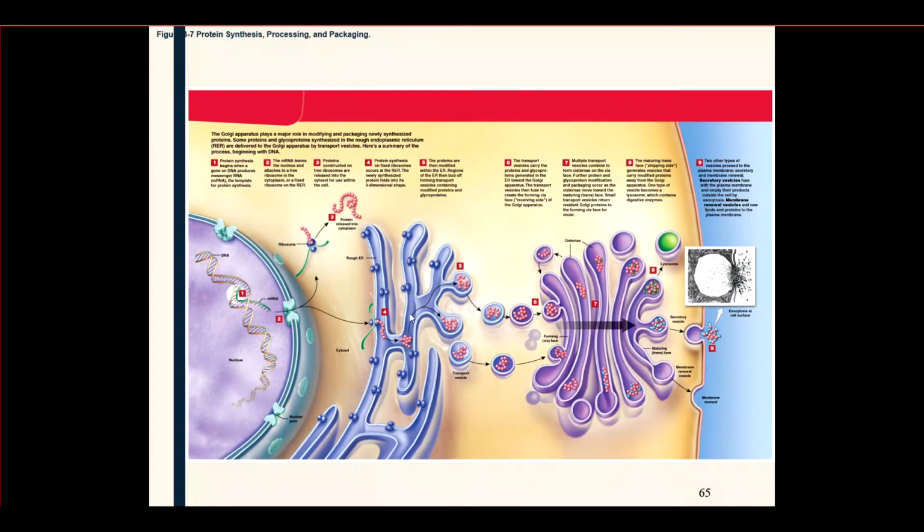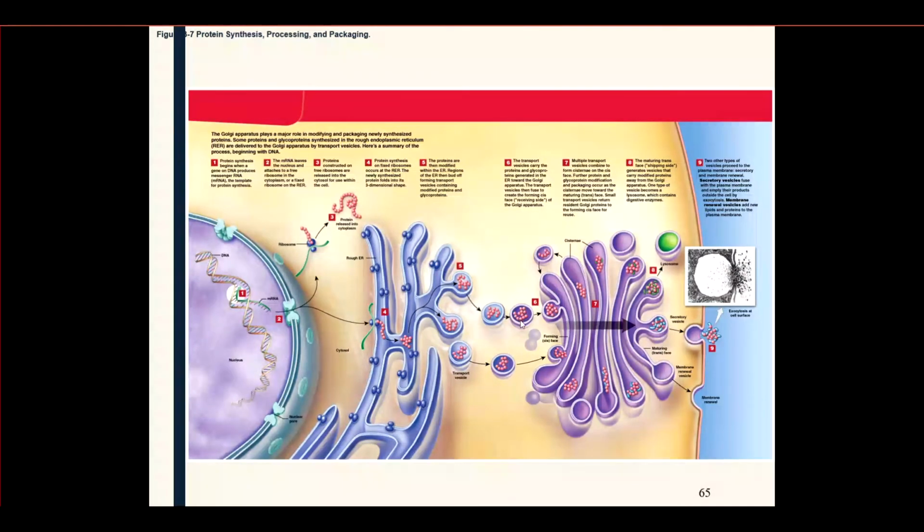It goes through the rough ER, and then it's going to go into this thing here, like a little water balloon that's going to pinch off. This is going to be the transport vesicle. Okay, so that's like the little truck that's going to take the protein and drive it up the block. So here it drives up the block to the warehouse.